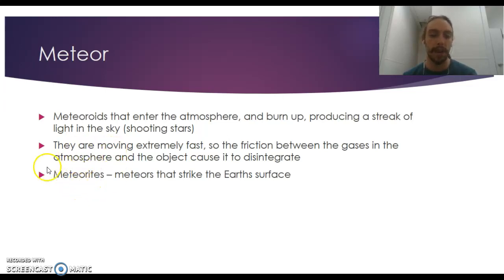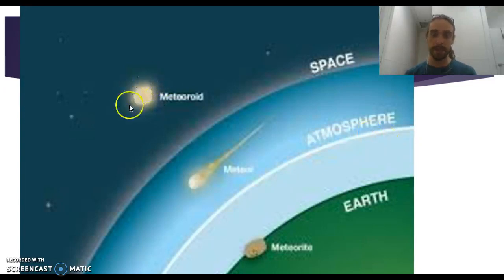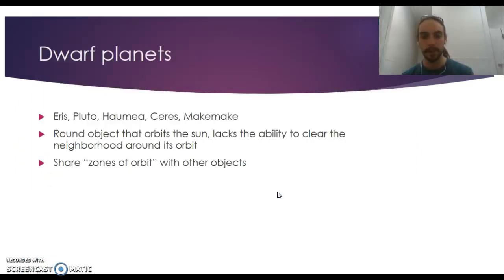And then what are meteorites? So we've got meteors, meteoroids, and meteorites. Meteorites are meteors that strike the Earth's surface. So meteorites are just able to get through that atmosphere and hit our surface. So we've got a meteoroid in space. We've got a meteor in the atmosphere. They burn up. If they don't burn up and they strike the Earth, you've got a meteorite. All right, so take a picture of this, take some notes, whatever. This is going to be on the quiz.